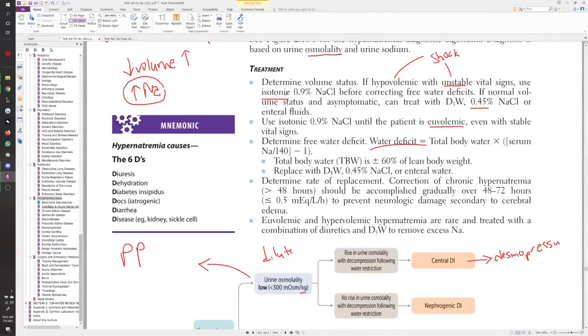So this is why we use isotonic fluid. We're not changing the tonicity, we're helping them with the volume first. Fix their volume, then worry about the sodium part later. They also write here, replace with D5W 0.45% NaCl or enteral water after you fix the water deficit. Determine rate of replacement. Now this is another thing that in Step 1 was not taught, but it was questioned.